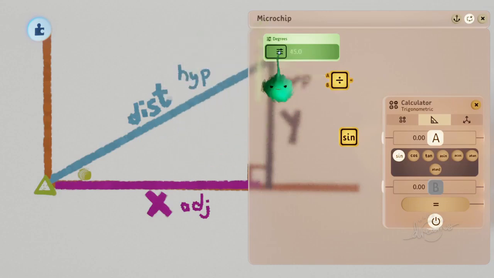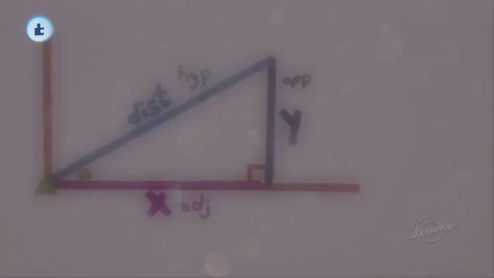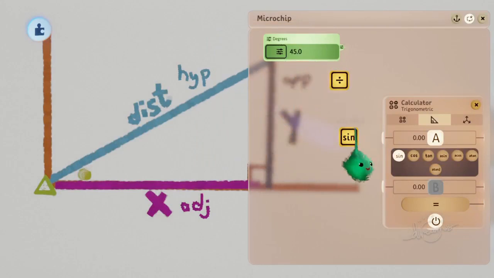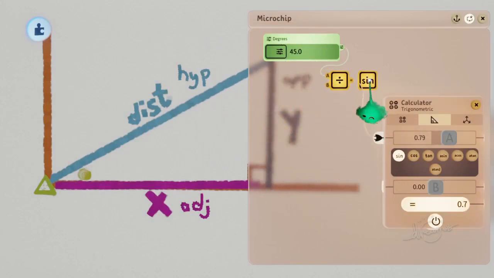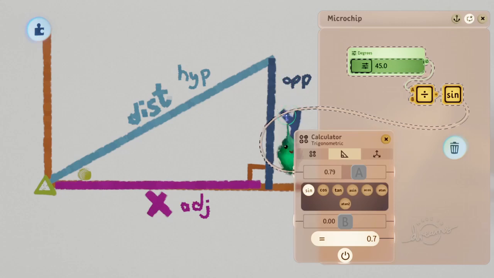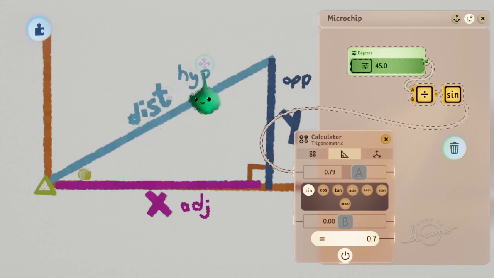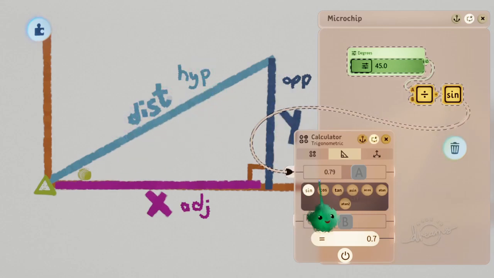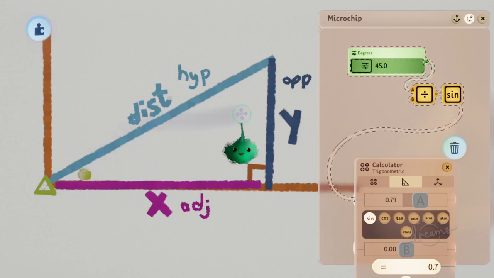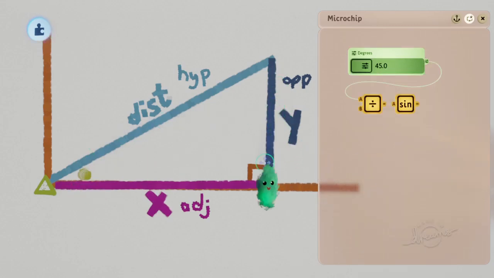So we've got our degrees in this slider, and then this turns it into radians, and then we wire that into our sine. We get out the opposite divided by the hypotenuse. So then if you know what the hypotenuse is, and you want to know what the opposite should be, you can just multiply it by that. The way you'd find the opposite in this case, if you know the distance and the angle, you can put it through a sine calculator and then multiply it by the distance, and you'd get the y pop out.